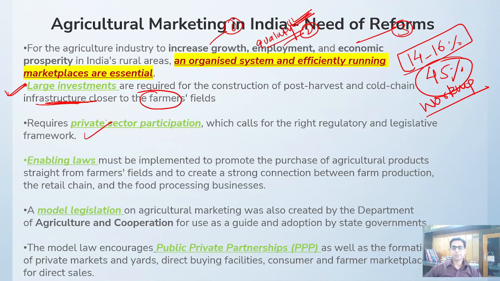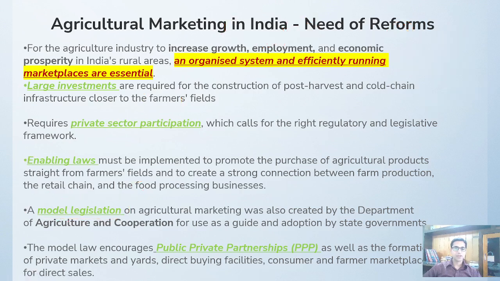A good amount of private sector participation is needed, then only the capital will come for the development of this sector. Proper enabling laws have to be put in place, whether related to selling of the produce, buying of the produce, and whatever it is. Okay, between farm production, retail chain, consumer chain, food processing, proper enabling laws should be there. Model legislation has to come. Why are we saying model legislation? Anybody can tell me? We are saying model legislation because the central government can only make a model. The central government cannot implement its rule throughout the country.